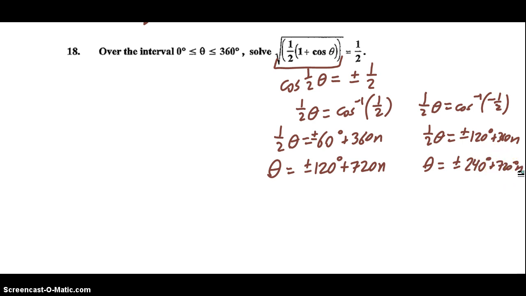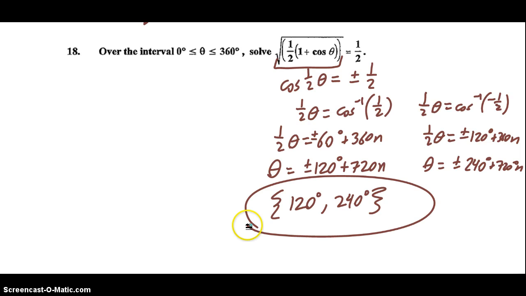Alright? So the only answers that you're going to get between 0 and 360 are 120 degrees and 240 degrees. Even if you go the negative branches, negative 120 and negative 240, adding 720 is not going to put you between 0 and 360. So these are your only two answers. And if you were to check them, they both check out. Alright? The only trick with this one is make sure you have the plus or minus in there. If you don't, you only get half of your answer.